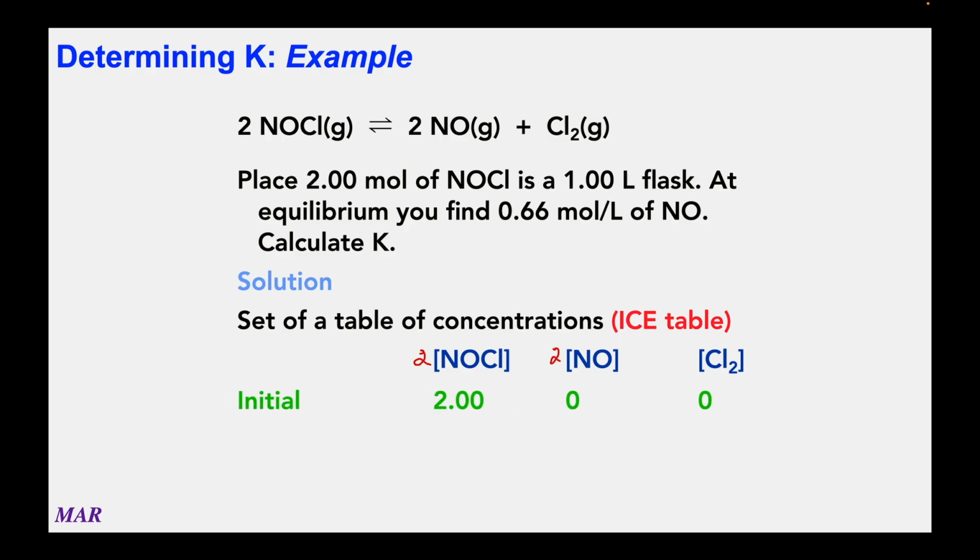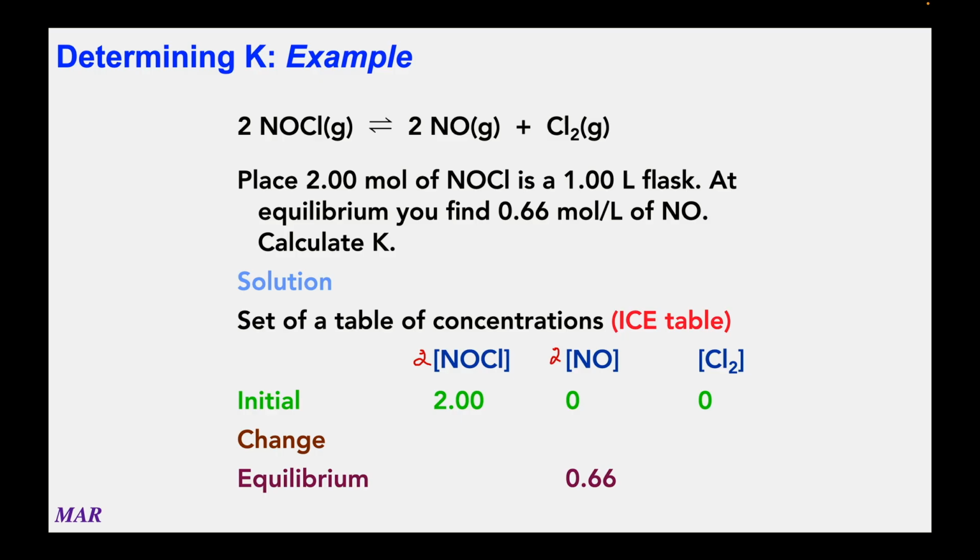ICE stands for initial, change, equilibrium. I is for initial, and initial is literally how much you start with. In this problem, we had 2 moles in a 1 liter flask, or a molarity of 2.00 molar. That's the initial NOCl. And we didn't have any NO or Cl2, so they're just empty. Now, C stands for change, and E stands for equilibrium.